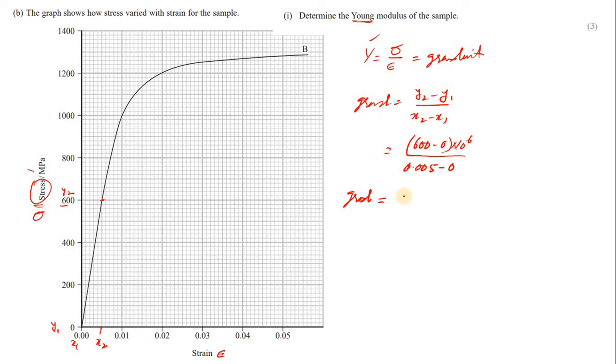Clearly if you divide, the gradient is equal to 1.2 into 10 to the power 11, and the gradient is the Young modulus. So Young modulus Y is equal to 1.2 into 10 to the power 11 pascal. This is the Young modulus.